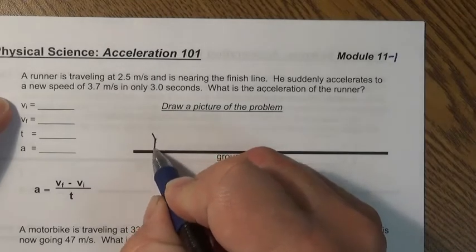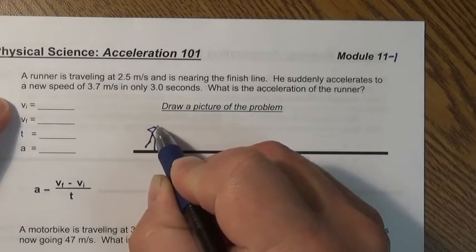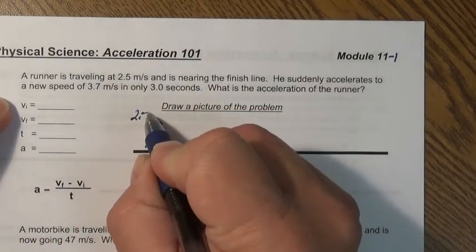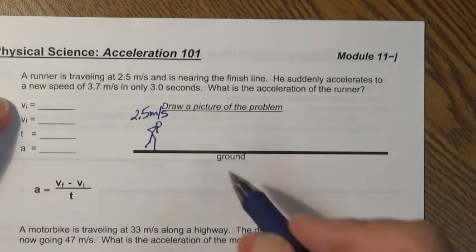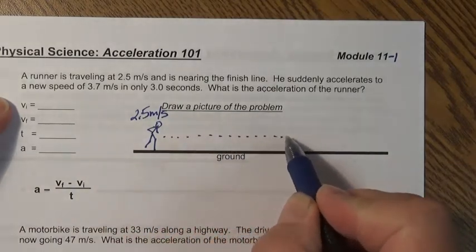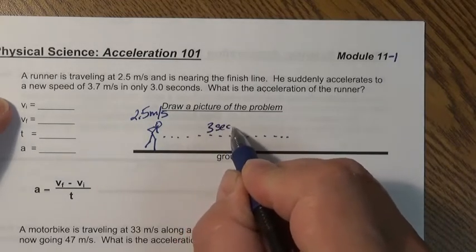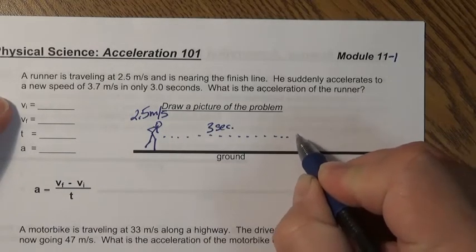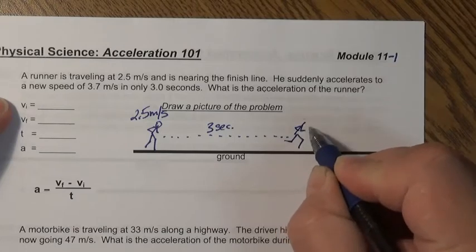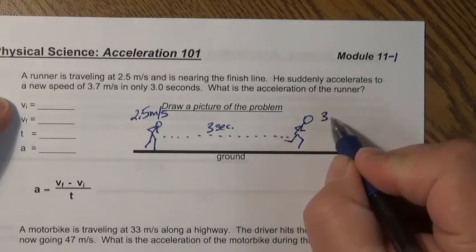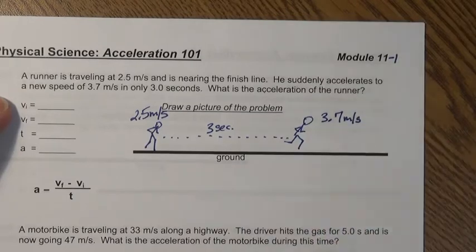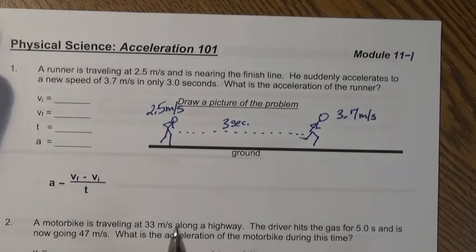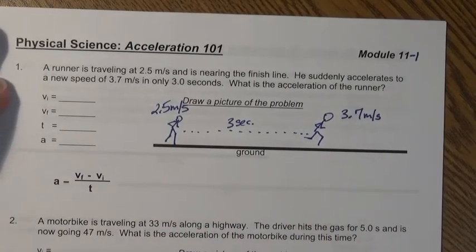So I'm going to draw somebody right here. They're getting ready to run a little bit. The runner's traveling at 2.5 meters per second right there. And then 3 seconds later, according to the problem, they're up to 3.7 meters per second. So now they are trucking pretty good. If it doesn't help you to draw the picture, then you don't have to, but 90% of everybody else, we really need to draw the picture. Okay, it helps us to visualize.